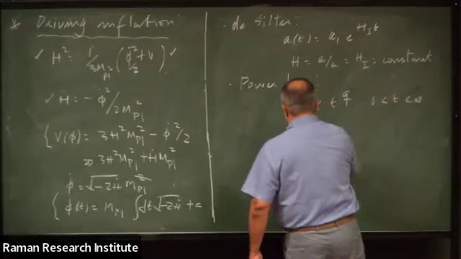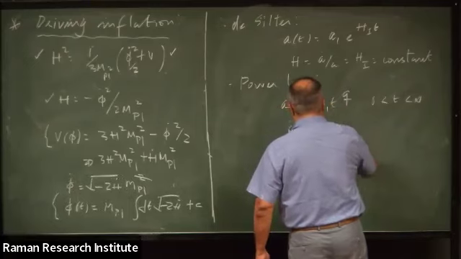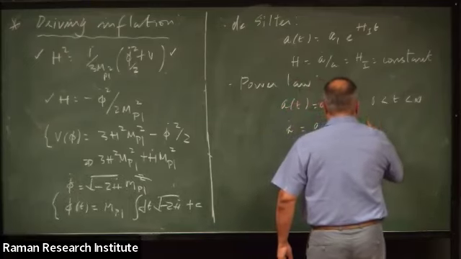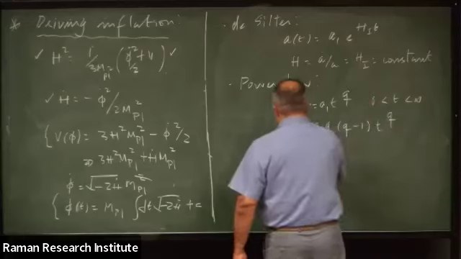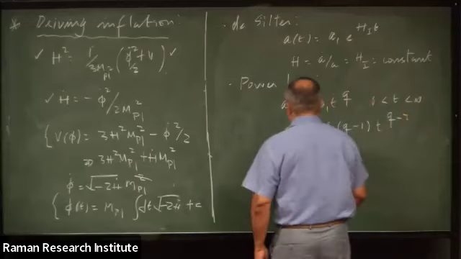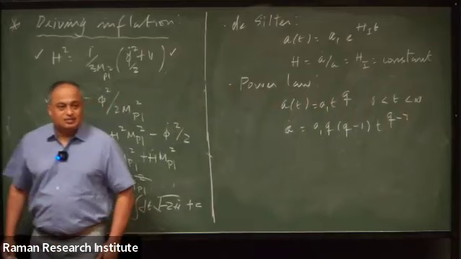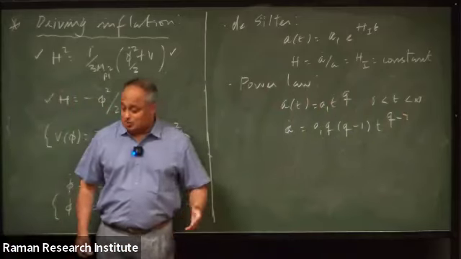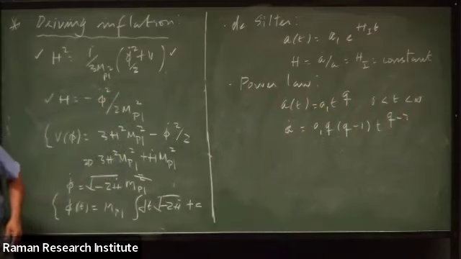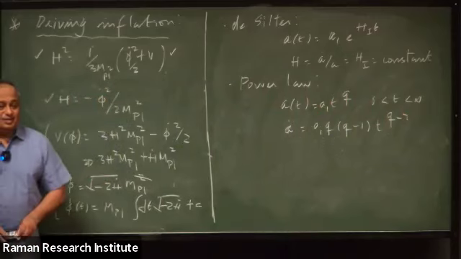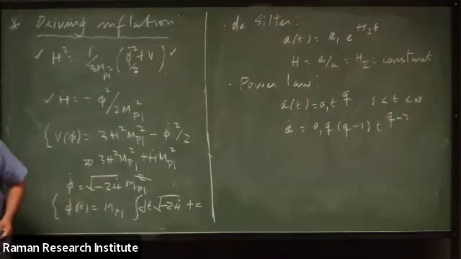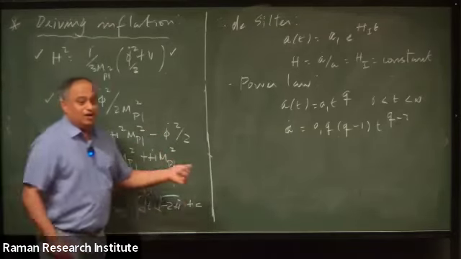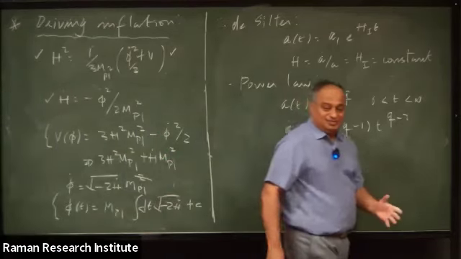A double dot is what? Let me write this as a1 t power q. It is a1 q times q minus 1 times t power q minus 2, right? Does a double dot change sign? For q greater than 1, a double dot is always positive. What does it imply? It is always accelerating. Does that describe our universe? No. So power law inflation has a problem.